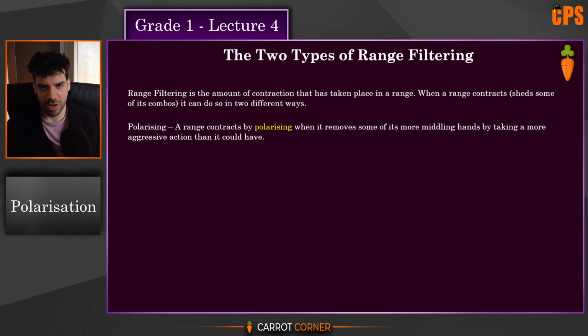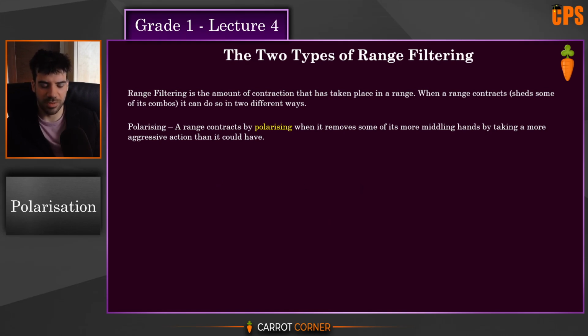Polarizing is what happens when a range contracts by removing some of its more middling hands. So in other words, if a range sheds some combos, and the majority of the combos that are being got rid of in this line are mostly medium strength stuff, then the range will therefore be skewed towards the extremities a little bit more. This happens when a range takes a more aggressive action than it could have, i.e. betting instead of checking, or raising instead of calling or folding. We're not going to think about calling as an aggressive action. While calling is putting money into the pot, it's not aggressing, and calling certainly doesn't polarize a range. It has quite the opposite effect.